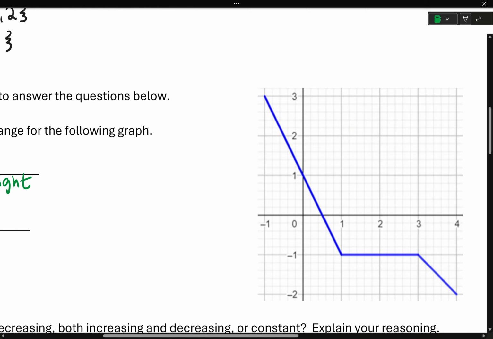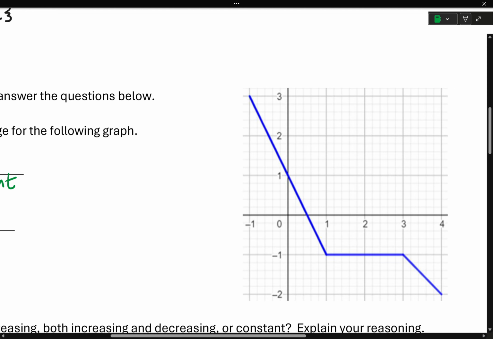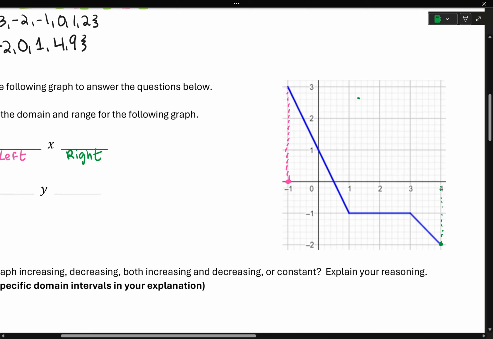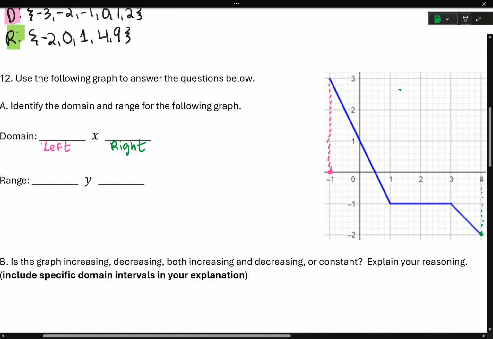Let's take a look at the graph. Okay. On the left, our graph ends right here. This is the furthest left it goes. On the right, it's right there. This is the furthest right it goes. So it looks like we go from -1 all the way to 4.